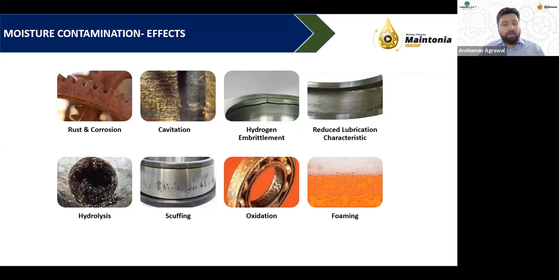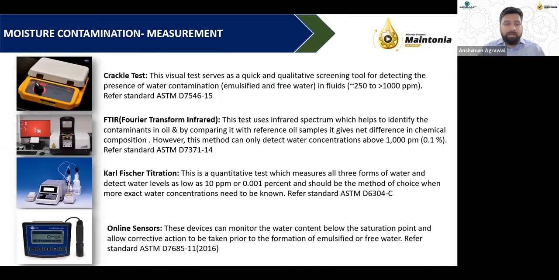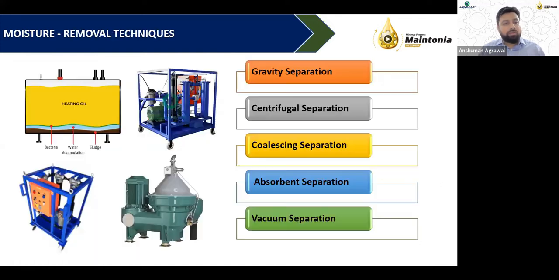What are the effects? I would not go much into the depth of it. You can see these pictures; probably you would have seen them earlier in your plant. Some of the measurement tools, because of the shortage of time, I won't be dwelling upon these slides for long. Let us talk about the removal techniques of moisture. There are 5 demarcated techniques for moisture separation from any fluid. Gravity separation, it's easy but time taking. Centrifugal separation, it's not easy when the difference of densities is not very high. Coalescing separation, yes, this is also a technology that depends upon density based separations.